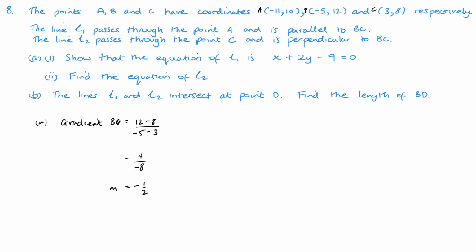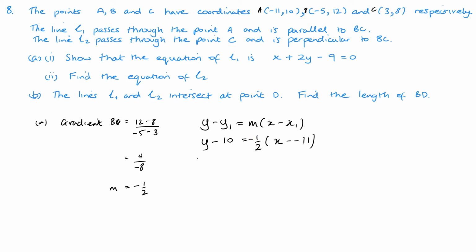Okay, now this line is parallel, the one we're going to do first, L1, passes through the point A, and this is going to be its gradient. So using y minus y1 equals m(x minus x1), we'd have y minus 10 equals minus a half (x minus 11). So I'm going to multiply here by 2, and then I'm going to expand that bracket.